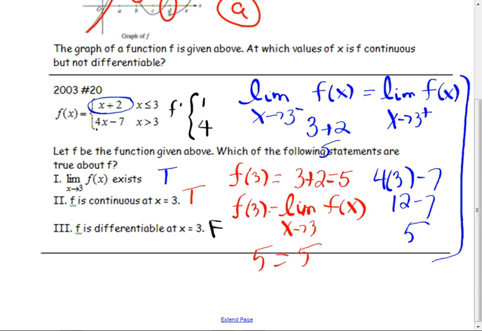So this is why I do this first. Then I worry about what the question says. And it says which ones are true. And some of them might be which ones might be true. So read the question carefully.